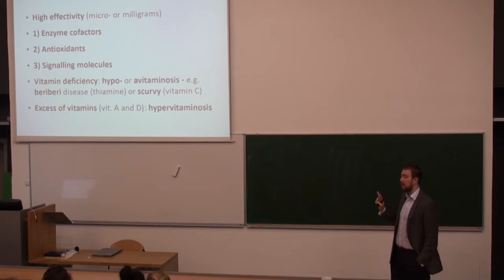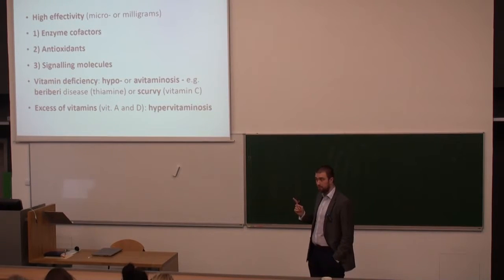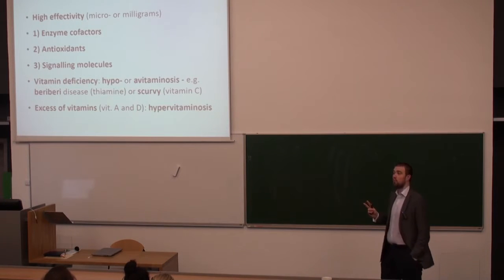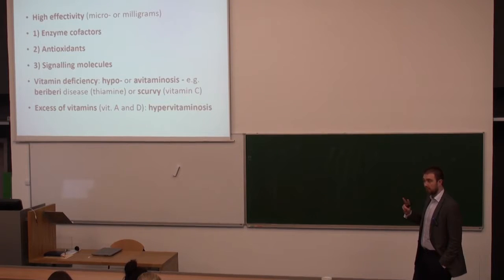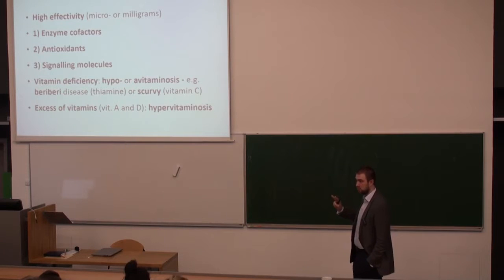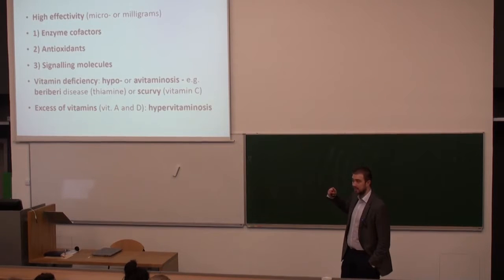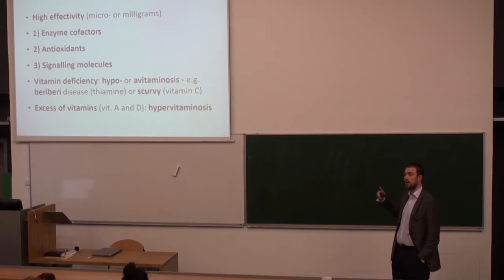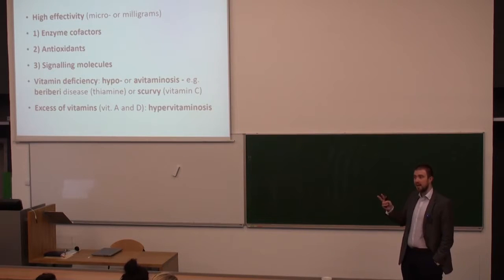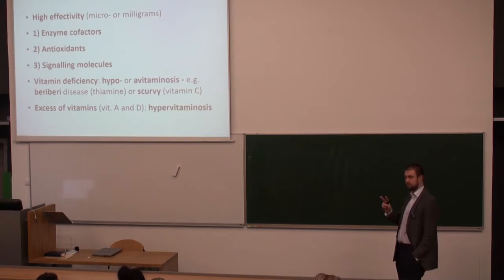Second big group are antioxidants. Typical example of this is vitamin E from fat-soluble group and vitamin C for water-soluble group. Both of them enable our body to fight against the reactive species, typically reactive oxygen species. And as you will see, these antioxidants typically cooperate with each other. That means that vitamin C plus vitamin E, they together form a very effective antioxidant system.